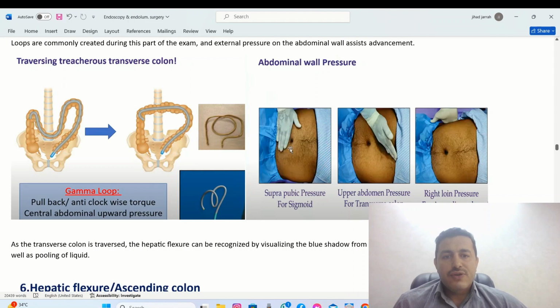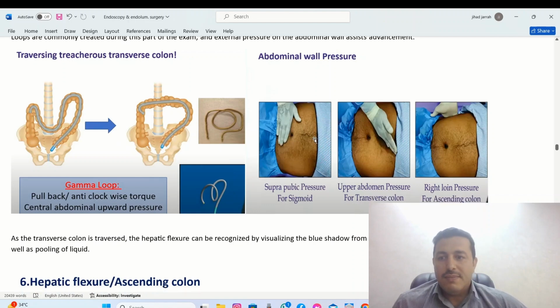Suprapubic pressure is for the sigmoid loop, the N loop and alpha loop, and upper abdominal pressure upward is for the transverse colon, and right loin pressure is for the descending colon. These are not extremely important, but they will help us.